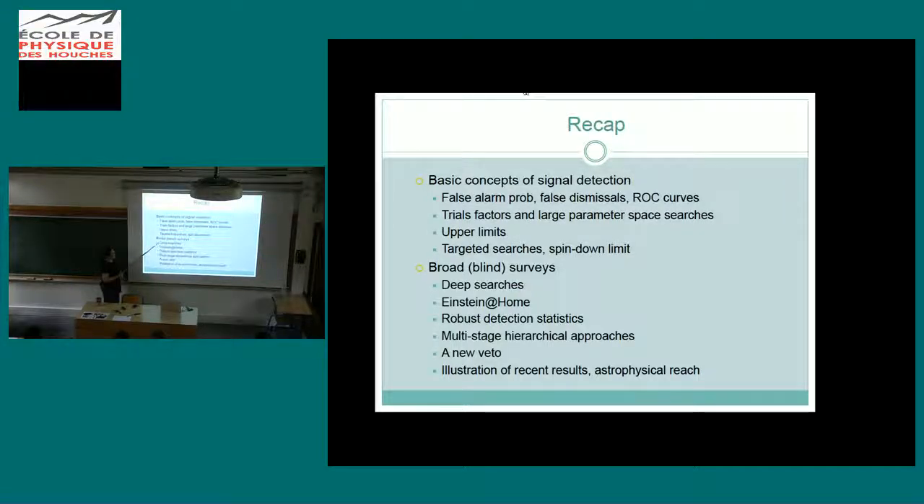Today we talked about the difference between different types of blind surveys, the challenges of blind surveys, Einstein at Home, the importance of a robust detection statistic, multi-stage hierarchical approaches, these zooming techniques, the type of things that you have to come up with if after you've done a whole multi-stage search you're still left with a lot of candidates. Sometimes you just have to invent things on the spot to try and solve problems. And I gave you an illustration of recent results, and in particular, the astrophysical reach for these types of searches. So I hope this was helpful. Thanks.